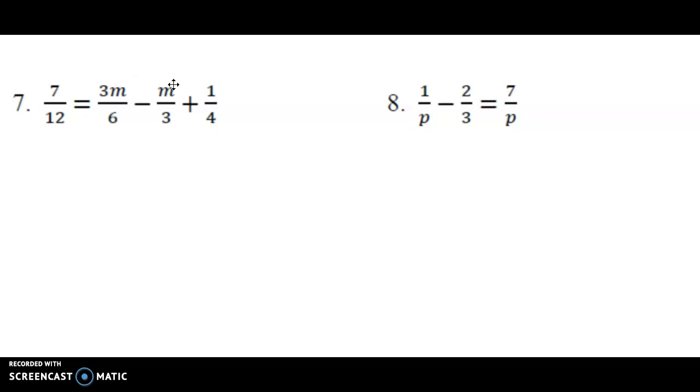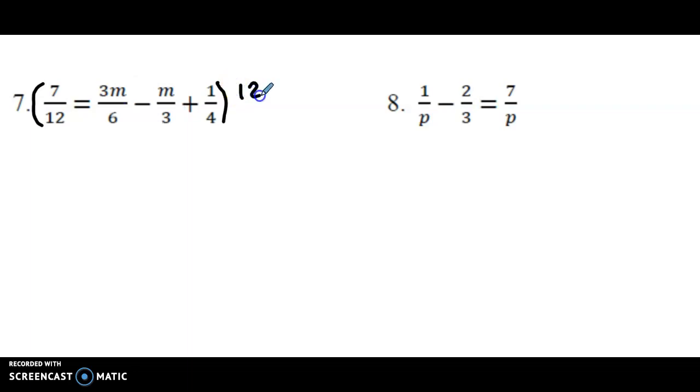First thing you have to do is figure out what the LCD is, and you're going to multiply the entire equation by that LCD. So I'm going to put parentheses here to signify that I'm going to multiply. And the LCD for a monomial is easy to find. This is even easier because it's all numbers. So again, what we're going to look for is what would the common denominator of 12, 6, 3, and 4 be? And it is 12.